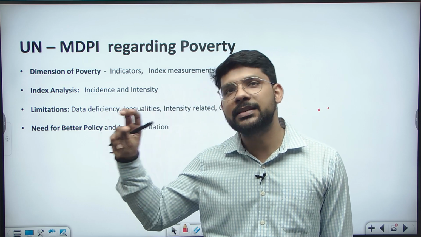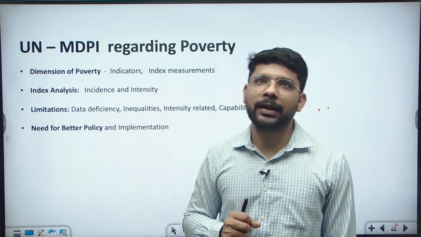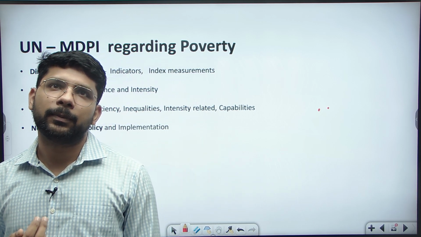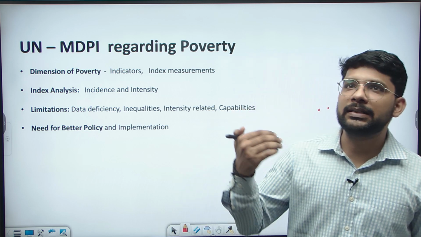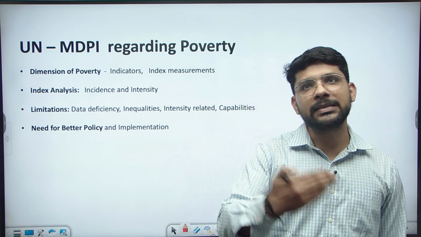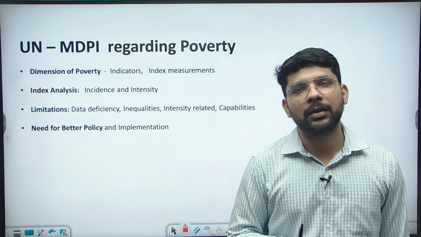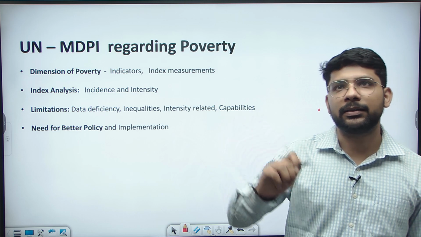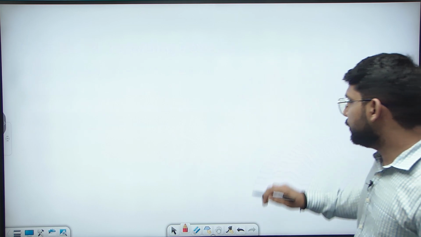The intensity is very high, even the incidence is high, and also the intensity of poverty is very high in the African countries. In some of the Asian countries, the intensity is not much, but the incidence is high. So you need to write about these kinds of data in the United Nations Multidimensional Poverty Index regarding poverty. So this is the main demand of the question.